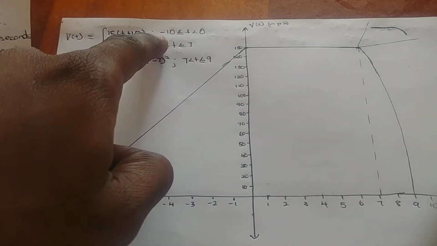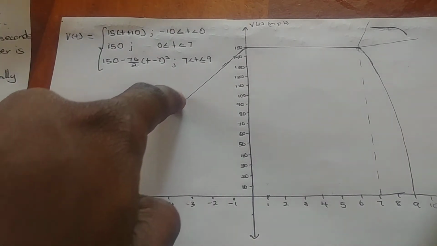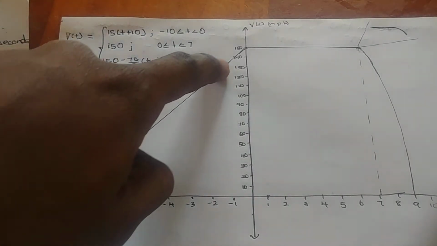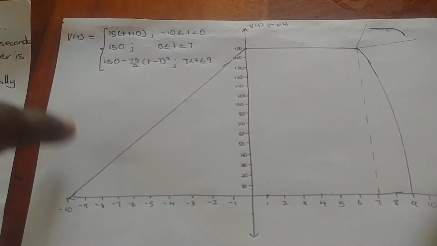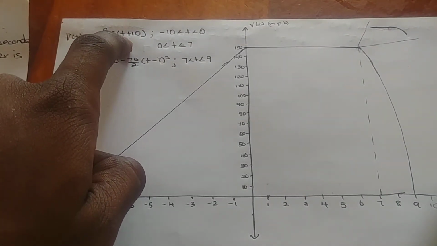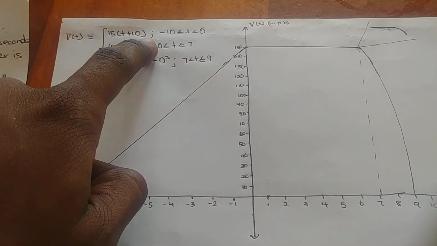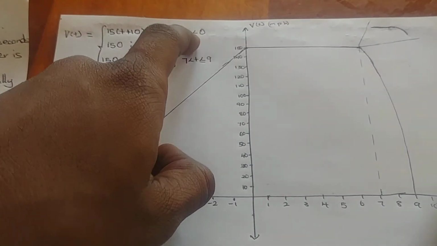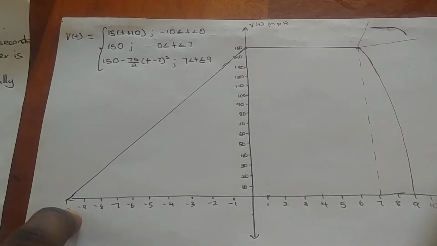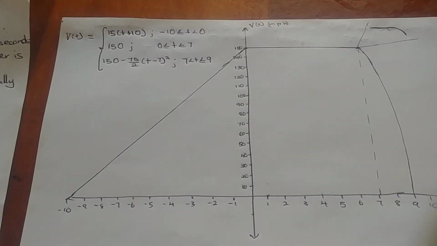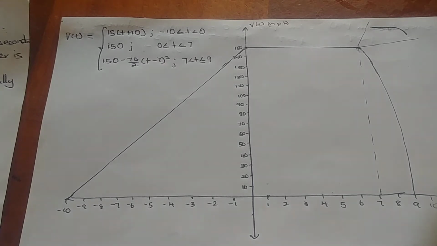Okay, so for this, we can see that it was accelerating. We can see that the speed increases with time. So the function we use for that is 15 open brackets t plus 10 close brackets, and that's the interval when t is in the range from -10 to 0, but it doesn't include 0. That's an open interval there.